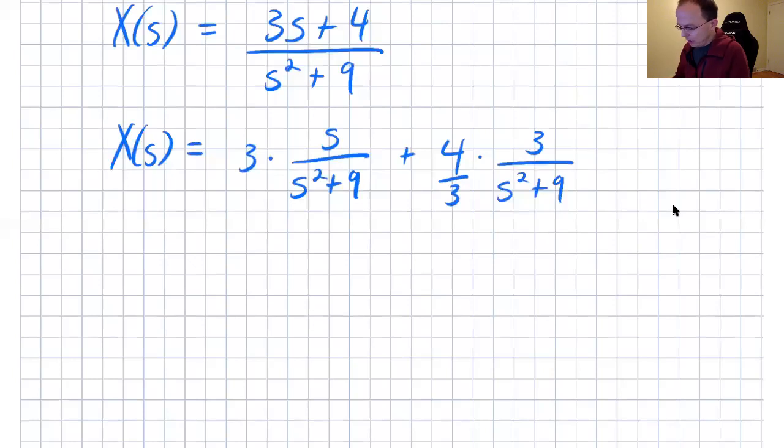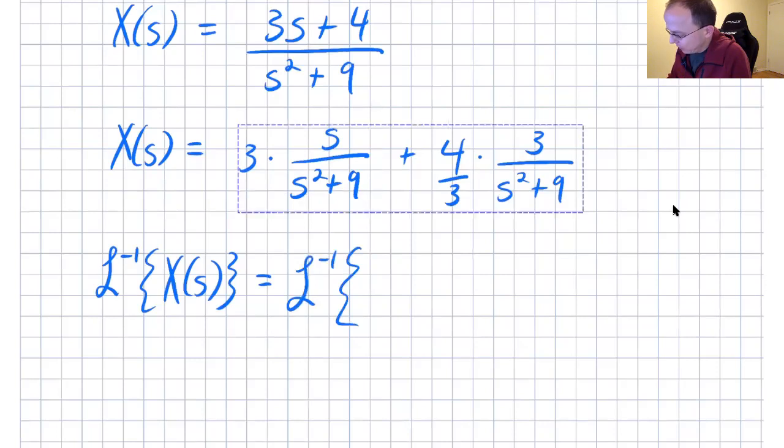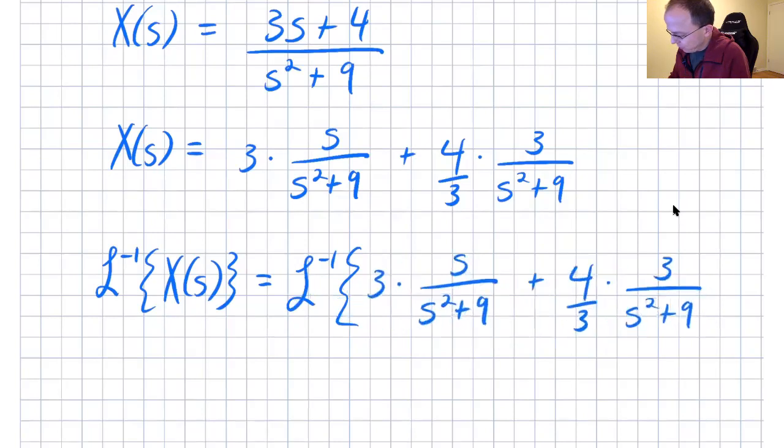Okay, so now we'll do the inverse Laplace transform. So we're going to have the inverse Laplace transform of both sides. So the inverse Laplace transform of X of s is equal to the inverse Laplace transform of the right-hand side. Now, I'm going to write this out in a lot of detail, but in the future, we'll be able to just skip some of these lines that I'm writing down.